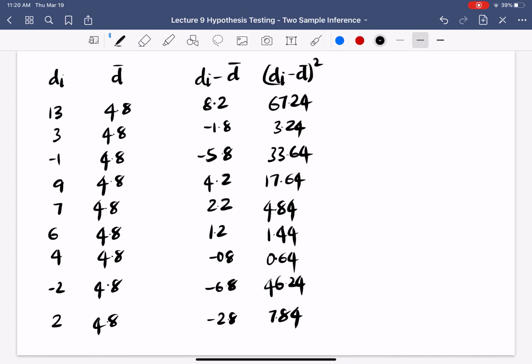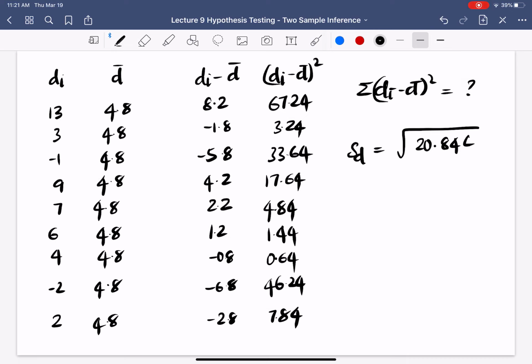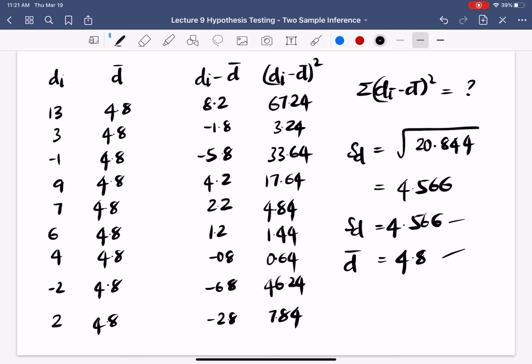So try this at home. So sigma di minus d bar square. So the SD value that you get will be under root 20.844. So this will become 4.566. So you have ESD equal to 4.566 and a D bar value of 4.8. So we have the two values that we need, D bar and ESD. So here N is 10.